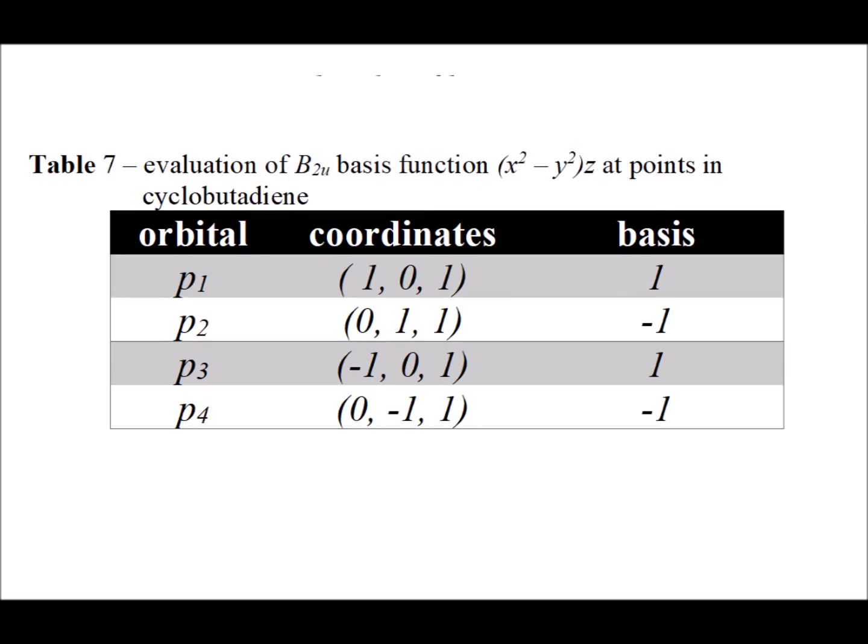Next, we do the same for the B2u basis function, quantity x squared minus y squared times z at the four different points. And we see that we get either a +1 or a -1 as the value of the basis function, and that is going to be the value of the coefficient for that particular orbital. For the p1 orbital, the coefficient is going to be 1. For the p2 orbital, the coefficient is going to be -1, and so on.